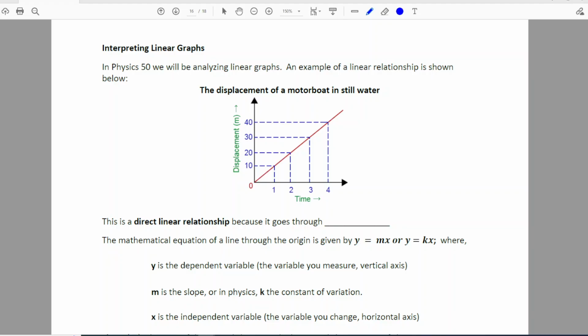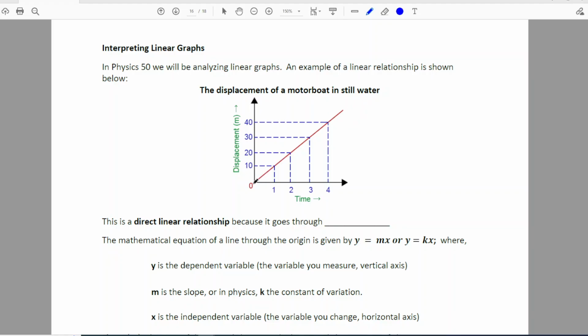Okay, so we are going to be looking at linear relationships. An example of a linear relationship is shown below. This is the effect of displacement on a motorboat in still water. Okay, I guess it'd be the effect of time on displacement. So they left out the words "the effect of." It's just displacement of a motorboat in still water.